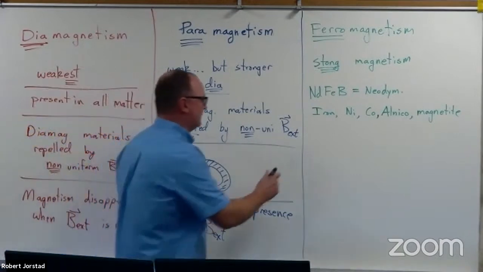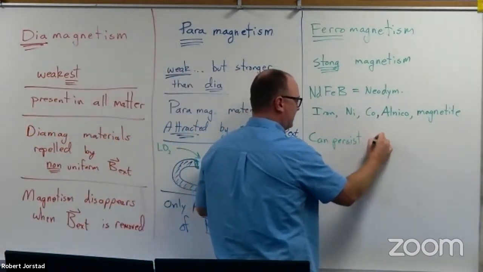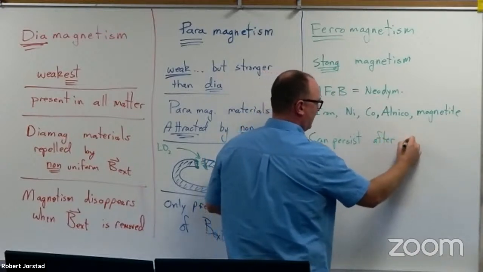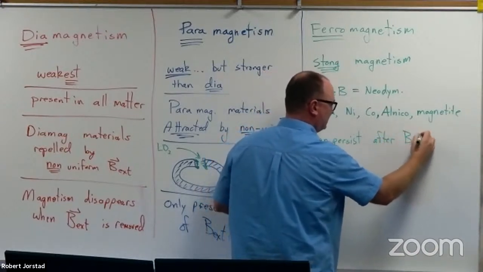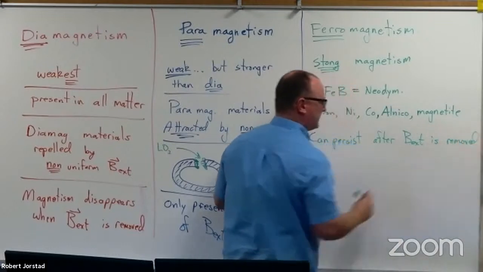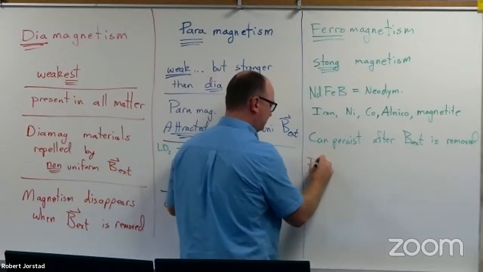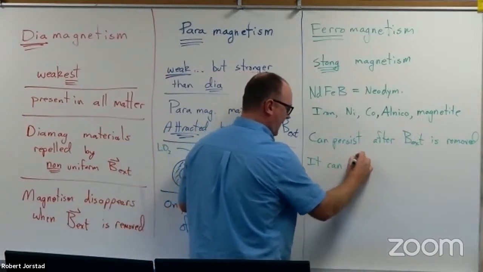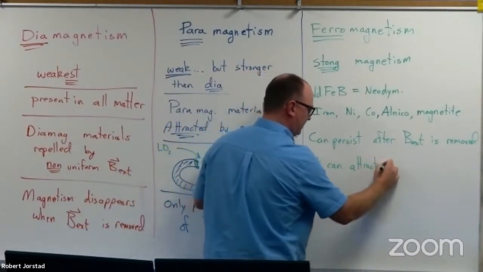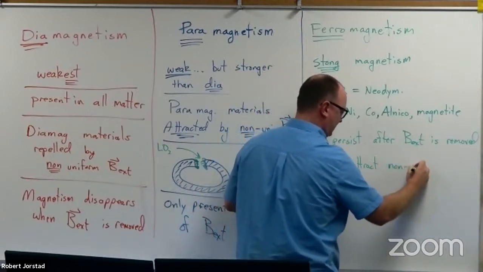Ferromagnetism is not like that. It can persist after B external is removed. And I'll show you an example of that. And the other thing is, it can attract non-magnetized materials.